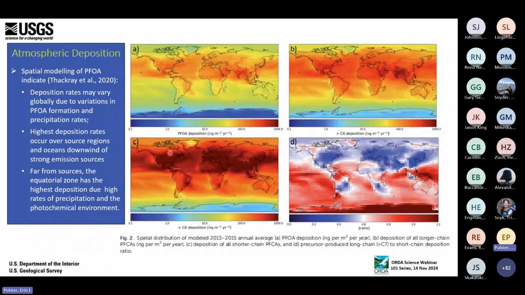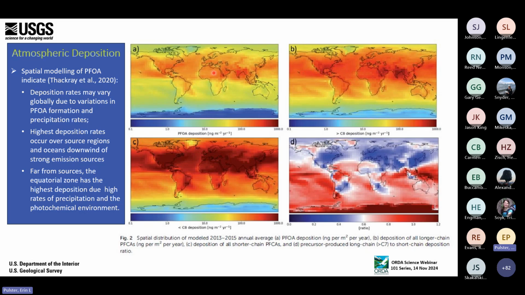Oops, this was a duplicate, but here is an image of some modeling that Thackeray et al. had done of PFOA in the atmosphere. And basically this graph here, A, is PFOA deposition across the globe. What you'll notice is some of the highest concentrations are along the mid-latitude. These are PFAS with chain lengths greater than PFOA, so greater than 8 carbon chain lengths. And again, you can see a pattern here.